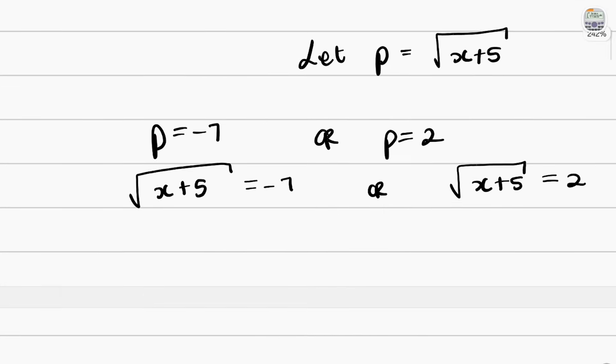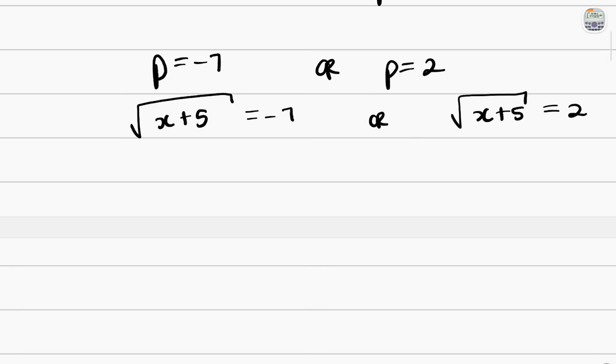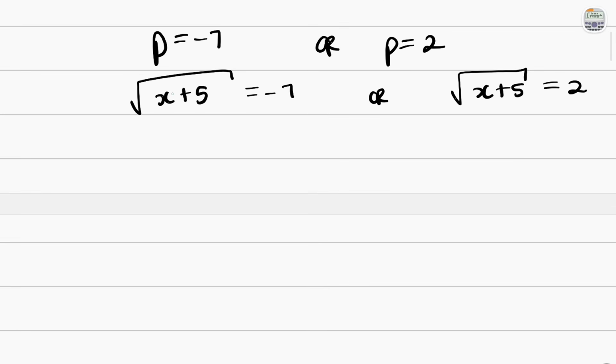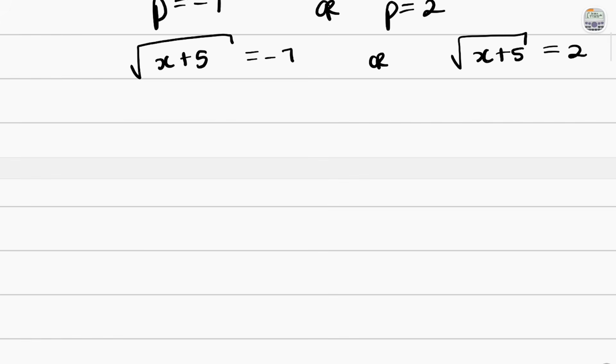Okay, but with this first one, just look at what we have here. We said the square root of x plus 5 is equal to negative 7. You're square rooting a value and you're saying it's equal to a negative number. That is impossible. Even if the number was negative, it would not give you a negative value. It will simply just be a non-real number.